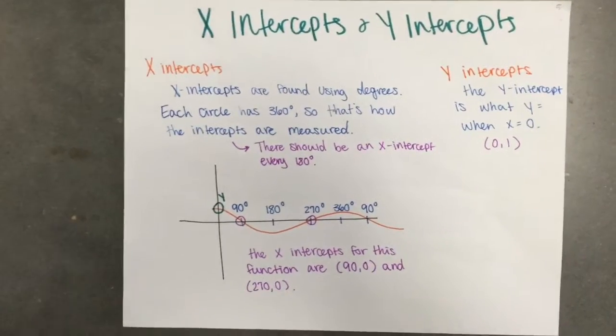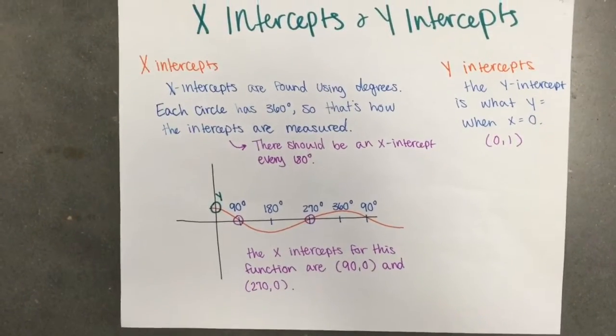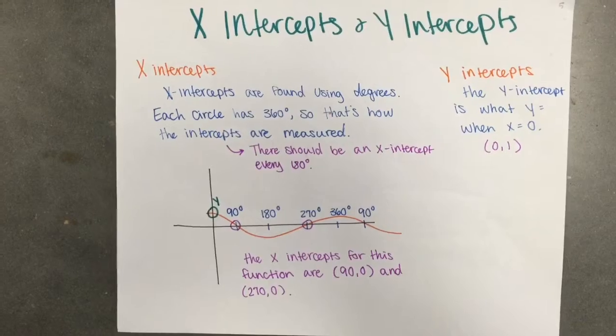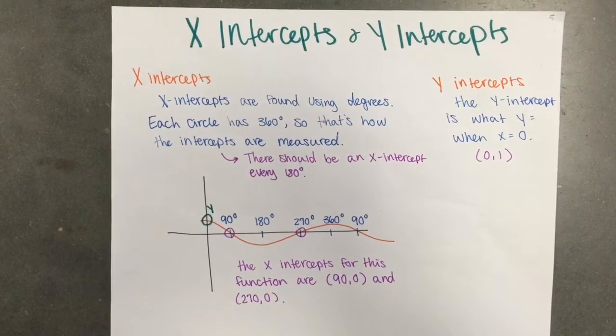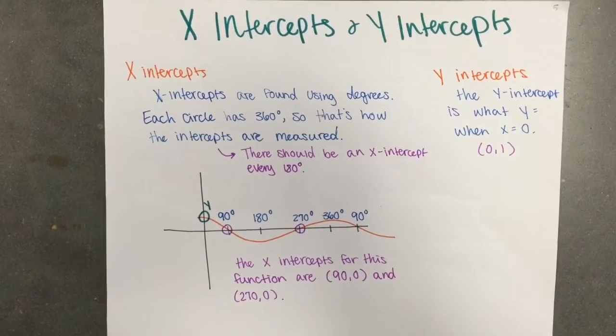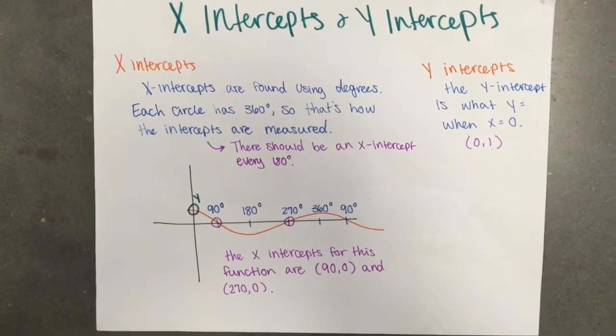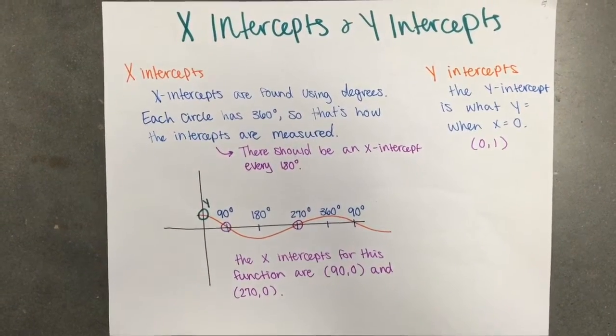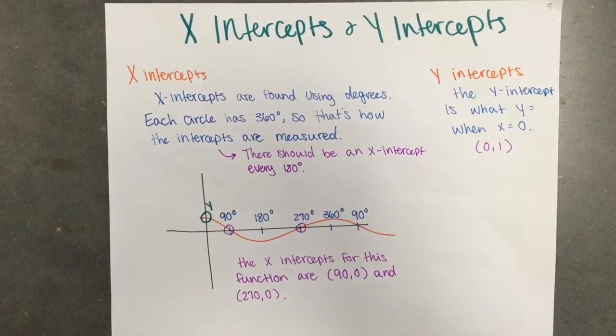The y-intercept is where the line crosses the y-axis, and x will always equal 0. For the function cosine x, the y-intercept is (0, 1). For cosines, x-intercepts are a little bit more complicated. They are written in degree form but still in ordered pair.